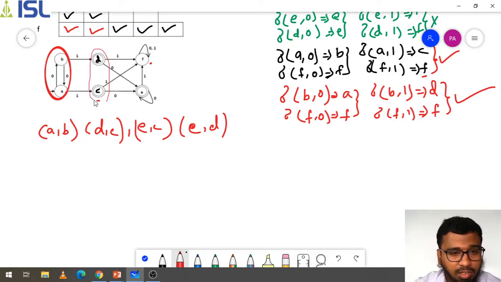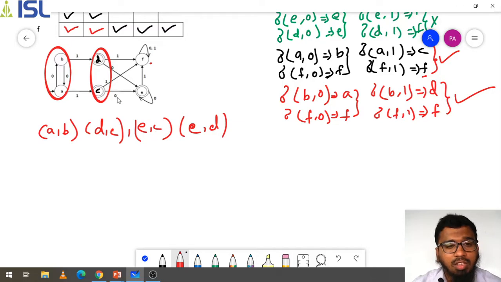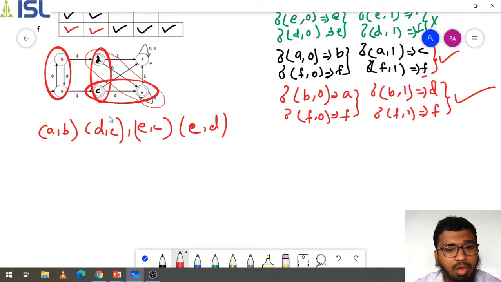D comma C is here. Okay, next E comma C. So this is E comma C. Next E comma D. So E comma D. This is the remaining part in the table. Okay, remaining part in the table.